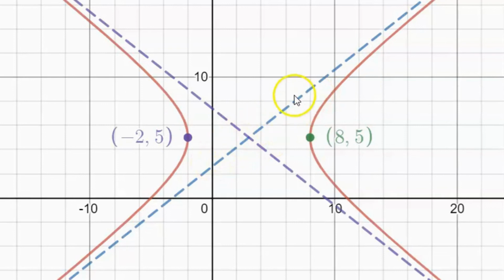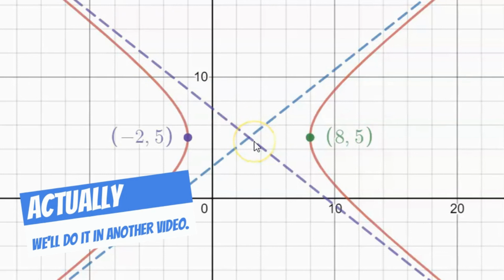So notice that we have the asymptote here. We'll talk about how we're getting these asymptotes later on in the video or in a future video.